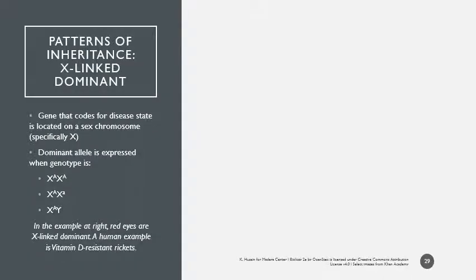So it's really easy to think that because a condition is more common in males, that it's automatically Y-linked. But remember, males are unique in that they only have one copy of the X chromosome. So with X-linked dominant, it's a little bit different. It's kind of hard to tell the difference between this and autosomes because you just need one copy of the allele in order to have this condition.